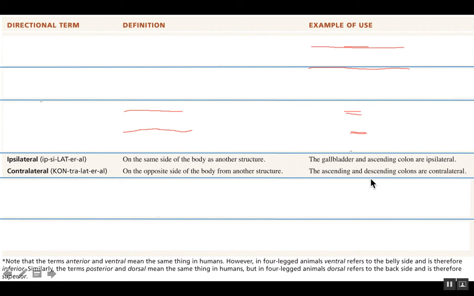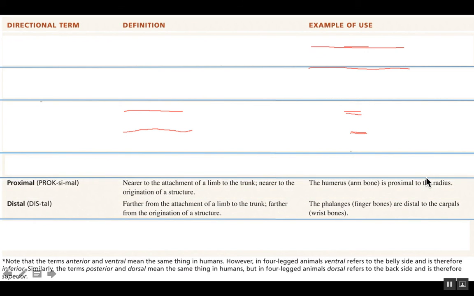The ascending and descending colon are on opposite sides of the body. The ascending is on the right, the descending is on your left, so they are contralateral. The next group of terms can typically be the trickiest, but proximal and distal. Proximal means nearer to an attachment site.